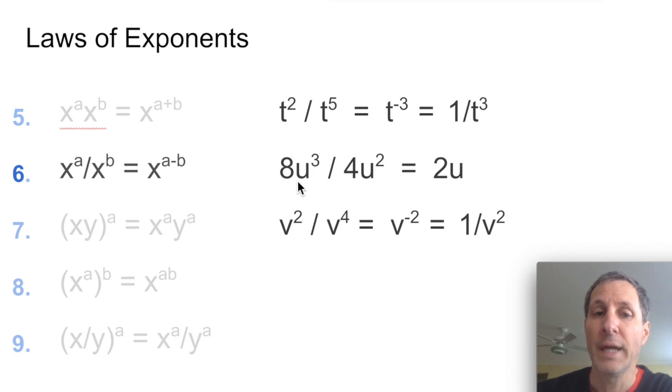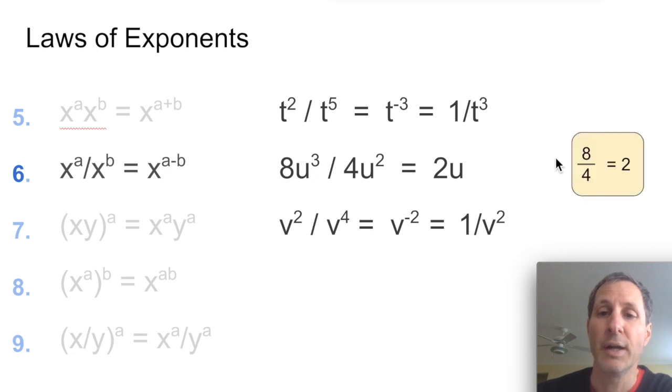The next example, 8u to the 3 power divided by 4u squared. Well, 8 divided by 4, we divide the constants, is equal to 2. So 8 divided by 4 simplifies to just 2, and then u to the 3 over u to the 2, we subtract those exponents and we get u to the 1, or just u. In this example, we have v squared over v to the 4th, so we're going to subtract those exponents and get v to the negative 2, or we could also express that as 1 over v squared, using the negative exponent rule.